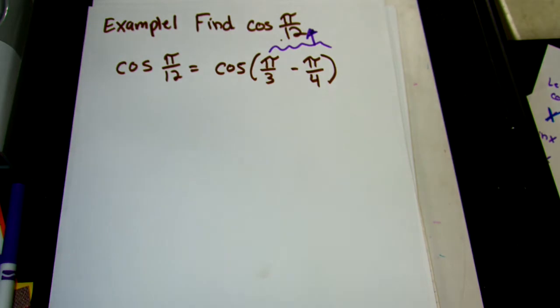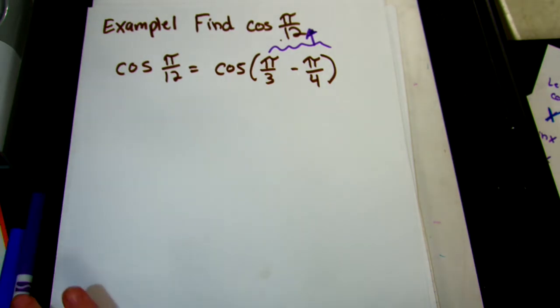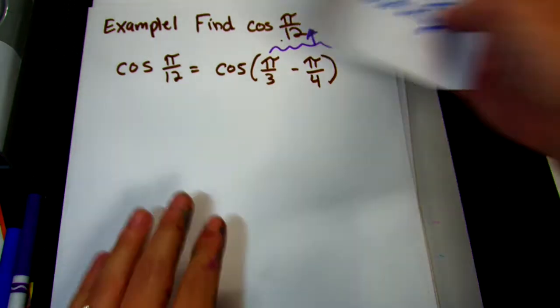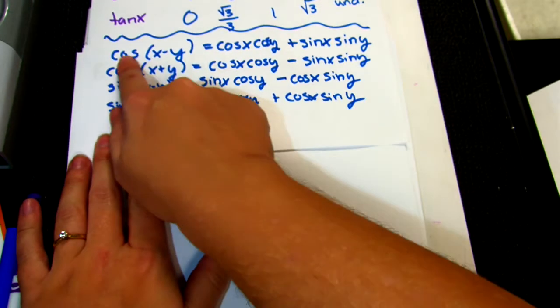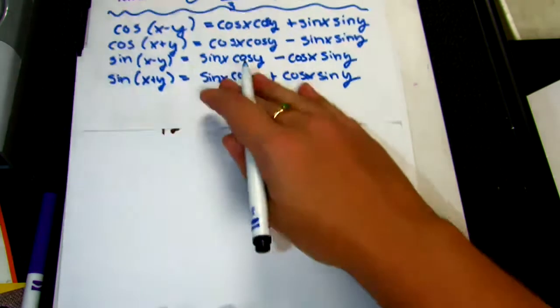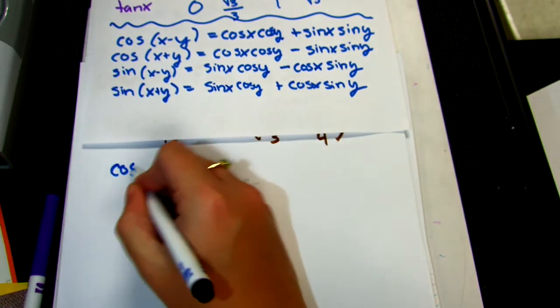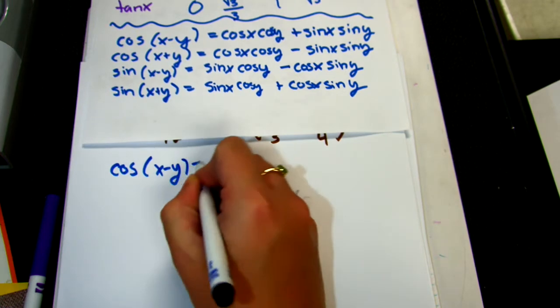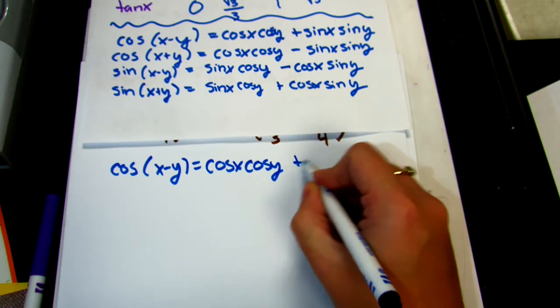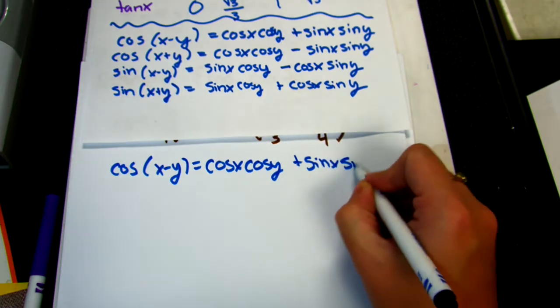You cannot just distribute the cosine. You have to use the property. And it looks like this is the difference property for cosine. So look here, find the cosine difference property, which says cosine(x - y) is equal to cosine x cosine y plus sine x sine y.